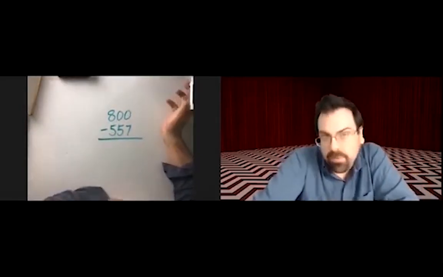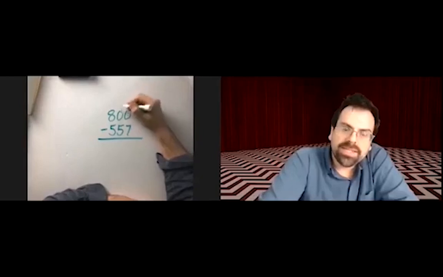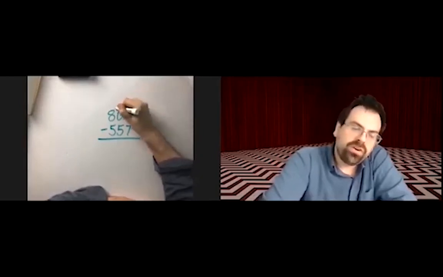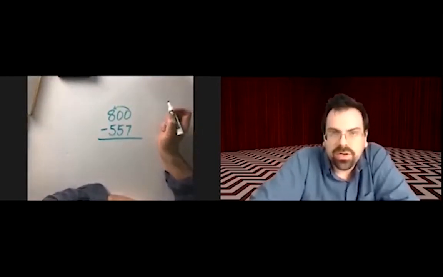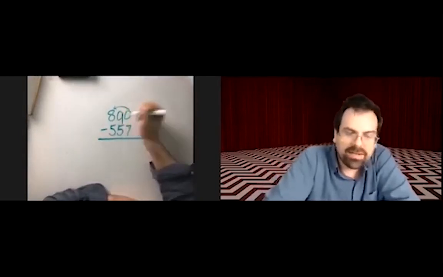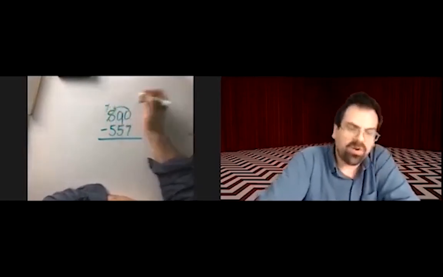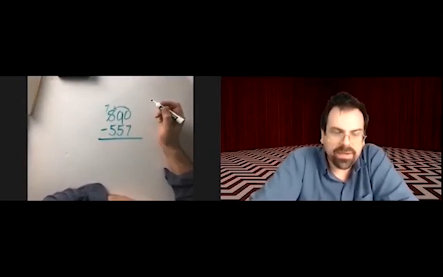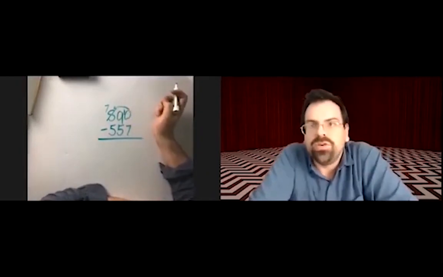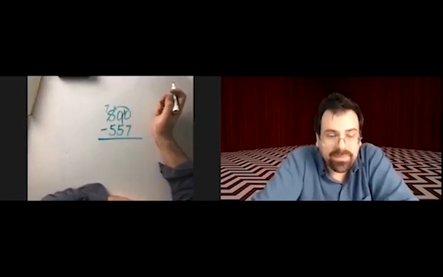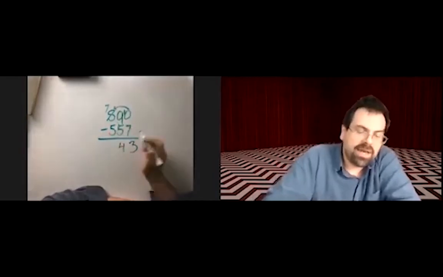So here's how I like to explain it. When we have to borrow, but it's a 0, we jump over all the zeros, and any 0 we jumped over becomes a 9. What we jumped over to is what we borrow from, so the 8 becomes a 7. And since we borrowed that 1, it ends up over here, turning that original 0 into a 10. 10 minus 7 is 3. 9 minus 5 is 4. 7 minus 5 is 2.